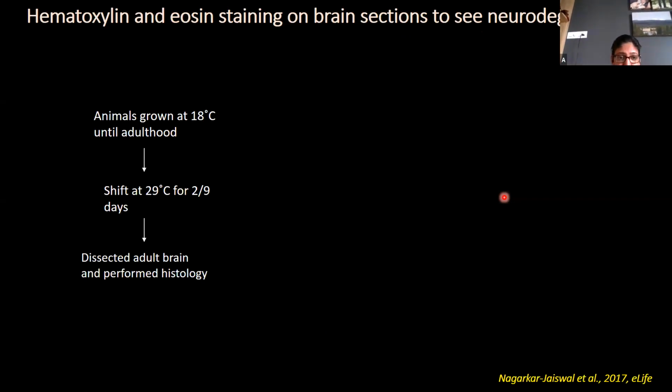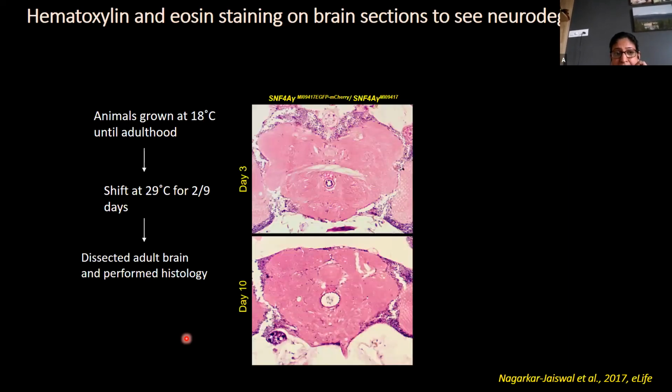So what we do is let the adults grow at 18 degrees and then transfer them to 29 degrees for 2 to 9 days, depending on how the lifespan goes. Then we cut the whole adult brain and process it for paraffin mounting. Once you have the paraffin mount, you can get them sectioned, and then you go for H&E staining.